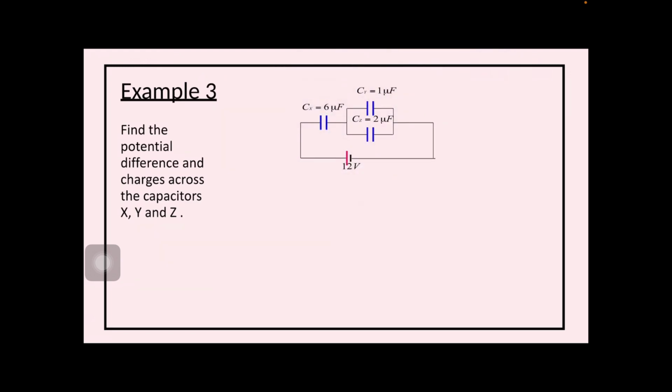Okay, let's continue with example 3. Find the potential difference and charges across capacitors X, Y and Z. So we need to find Vx, Vy, Vz, and also Qx, Qy and Qz. This is the diagram. We have X, Y, Z capacitors with 12 volt. So the first thing is you need to simplify.